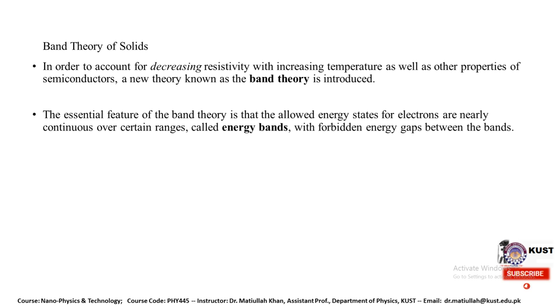So we have the band theory of solids to explain this. That explains the decrease in resistivity with increasing temperature, as well as other properties of semiconductors, from the band theory of solids. So this information we can get from the allowed energy states for electrons that are nearly continuous over a certain range in a particular energy band. Whether we consider the valence band or the conduction band, those are the allowed states, but in the case of the band gap, those are the forbidden states.